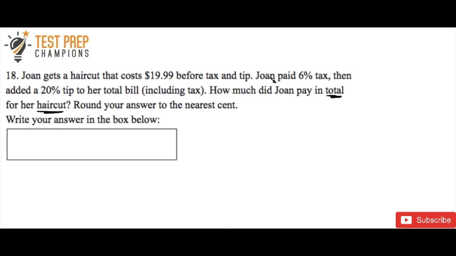And that's including tax. So let's not worry about the 20% tip yet. Let's just think about how much did she pay with the haircut plus her sales tax. So how would you figure that out? Well, with 6% sales tax, what you would do is you would take this $19.99 and then you're going to multiply that by 0.06. Okay, so times 0.06, right? Because 6% is equal to 0.06 in decimal form.